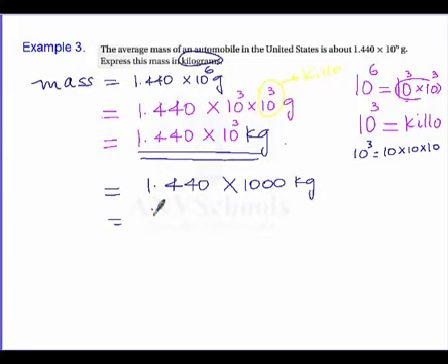So this will be 1440 kilogram. This is the mass of the automobile. Whenever you cancel a 10, the point will move forward by 1 digit. When you cancel this one, it will be here. When you cancel this 0, it will be here. This is the mass of the automobile.